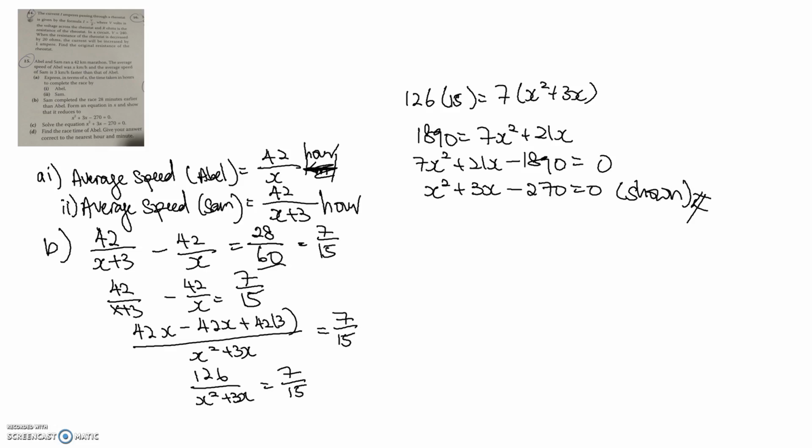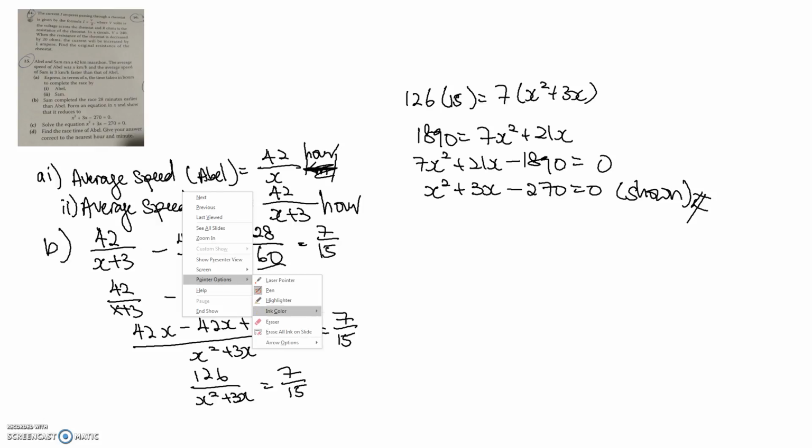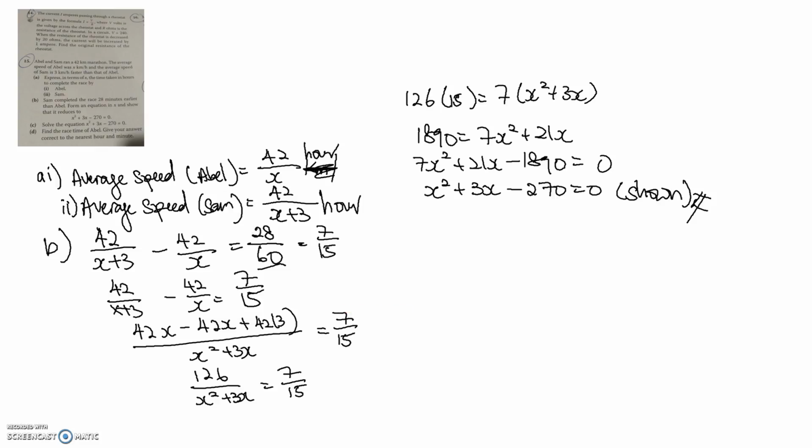Now I think I spotted a mistake over here. If you haven't spotted a mistake yet, it's good. There's a statement mistake here. This is wrong. It's not the average speed, it's time taken. Time taken for Abel and time taken for Sam. I apologize for the careless mistake, but all other workings remain correct. It's just a matter of a statement.